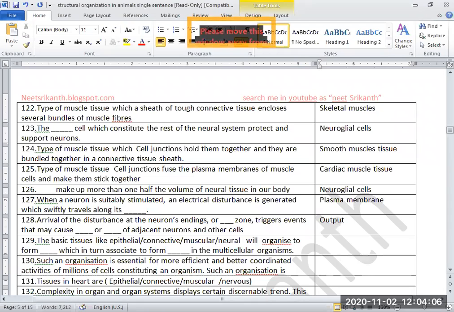Stimulation or inhibition. So now let me read the total: arrival of the disturbance at the neuron endings or output zone triggers events that may cause stimulation or inhibition of the adjacent neurons. So where is it happening?